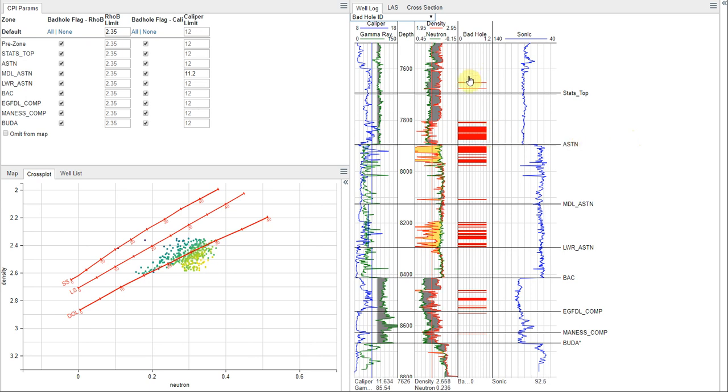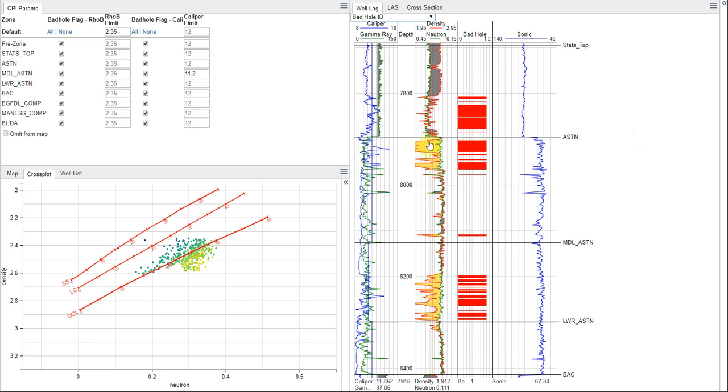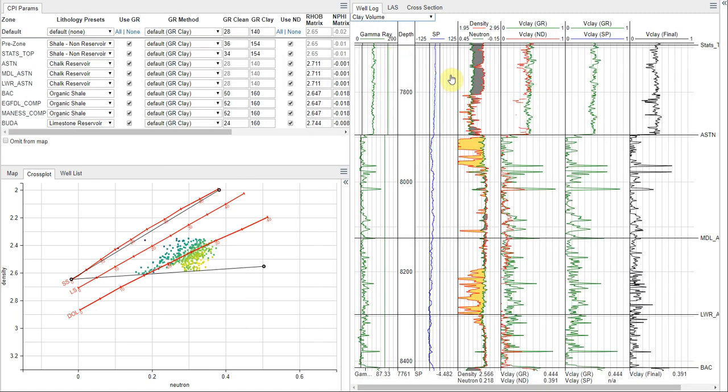As I mentioned, you should have already done your bad hole analysis, because if we have washout, we're not going to want to include that in our porosity calculation. We'll have needed to have already done our clay volume analysis. Clay volume is important for two reasons. Clay volumes directly impact how we do our correction from a total porosity down to an effective porosity. So that's one reason you need to already have it done.